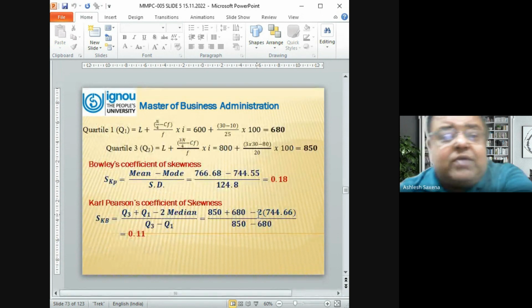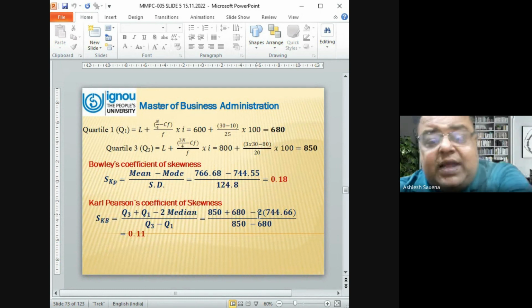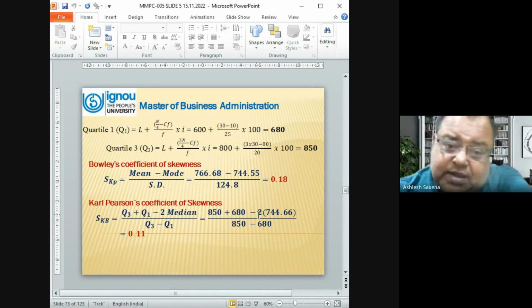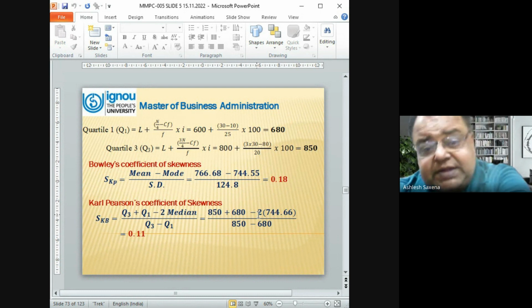Now we have to calculate quartile Q1: L plus N by 4 minus CF upon F into I. Place the values, and we get 680. For Q3 it is L plus 3N by 4 minus CF upon F into I. That comes out to be 850.